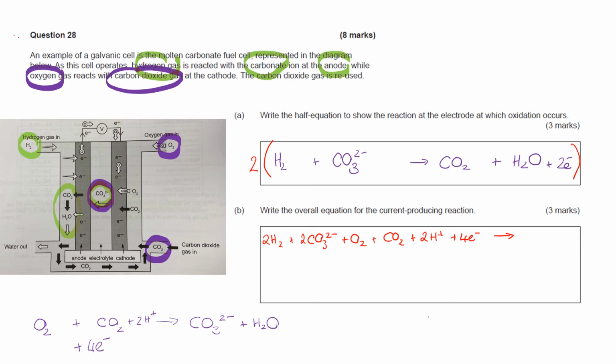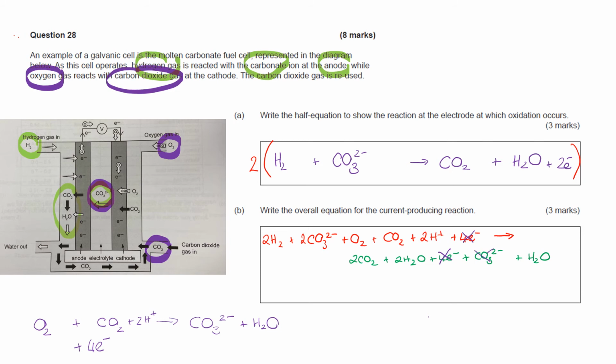Now from a products perspective, we've got 2 CO2, 2 H2O, 4 electrons from the oxidation equation, and then carbonate and water from the reduction reaction. It's quite a complex equation, as you can see, but we can do a bit of cancellation. So if we go back to our equation, we can see that the electrons obviously will go first.